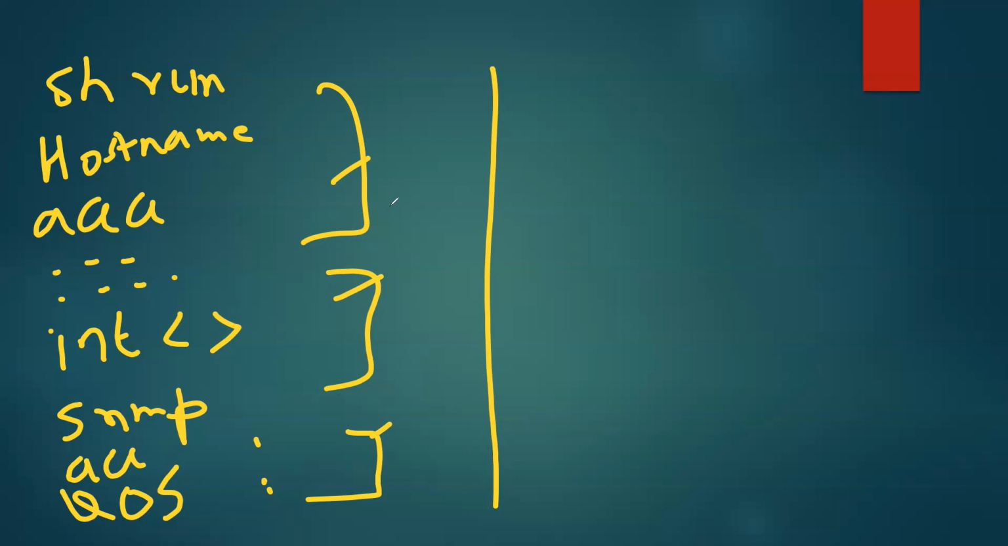Repeat the question. Yeah, the question is very simple: when we type show run on Cisco devices and get 500 lines of configuration, hostname, AAA, interface, SNMP, QoS, etc., do we have any problem with such type of configuration? What do you think? What is the drawback with this configuration? Any drawback?